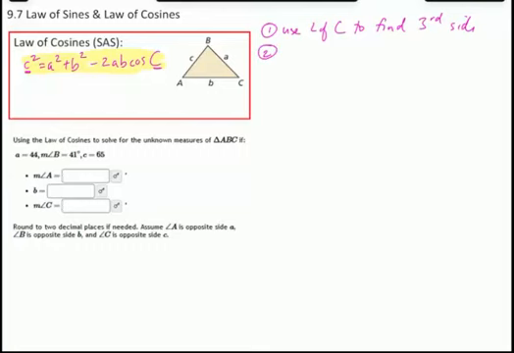And then again, I would recommend that you use law of sines, but you can either use law of sines or law of cosine to find a second angle. And then I would recommend using triangle sum to find the third angle.